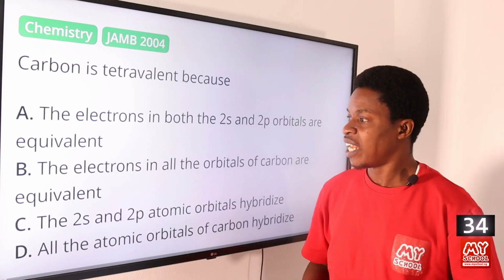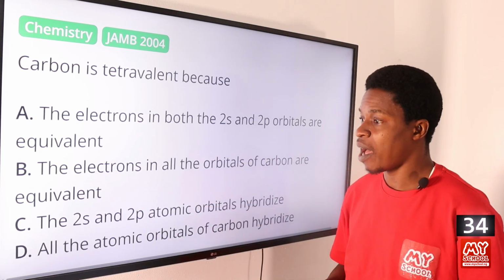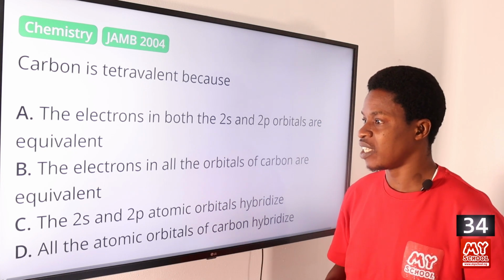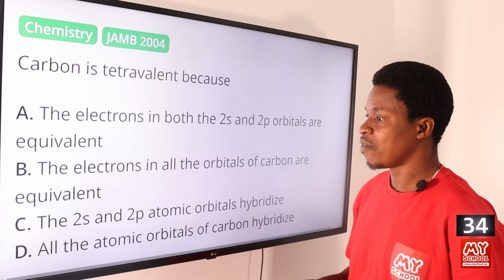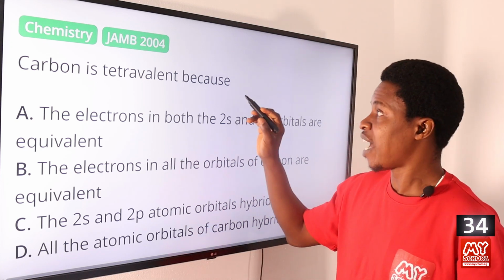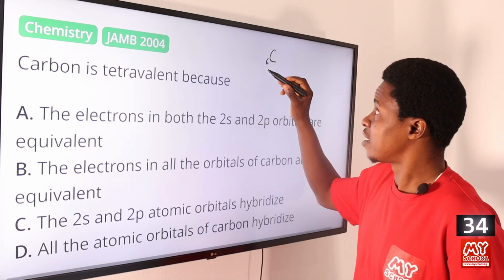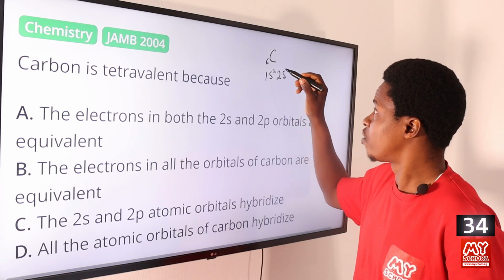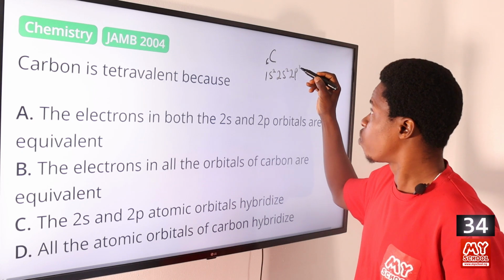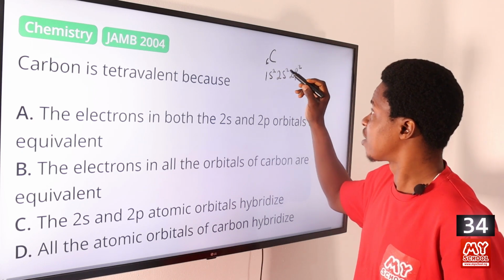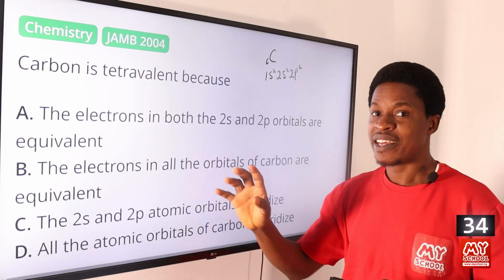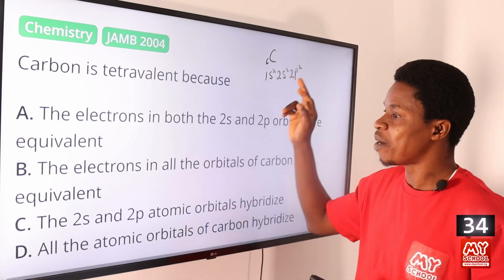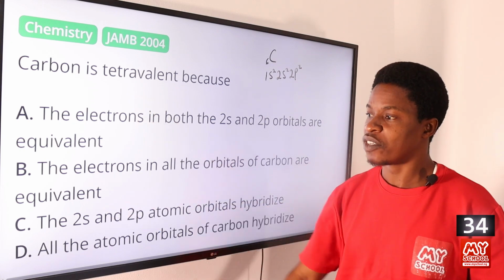Option B says the electrons in all the orbitals of carbon are equivalent. I hope you understand that. Carbon has atomic number 6, which means we have 1s2, 2s2, 2p2. The electrons are equivalent, but that is not the reason for carbon being tetravalent. Yes, we have 2, 2, 2 here, but this is not the reason. Let's move on to the next option.